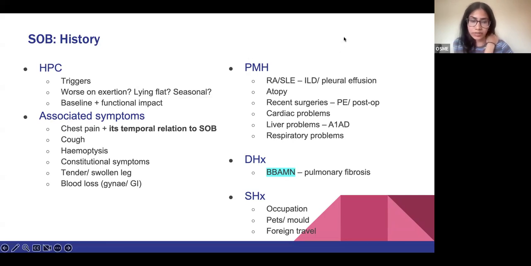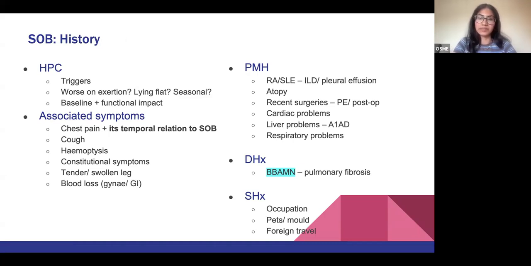Signs of DVT to rule out PEs and blood loss, especially if it's all women. Women, check for dysmenorrhea, and for everyone else, GI bleeding, to rule out anemia. In the past medical history, again, you shouldn't really need to ask for specifics, they should just tell you. But these are clues to look out for.